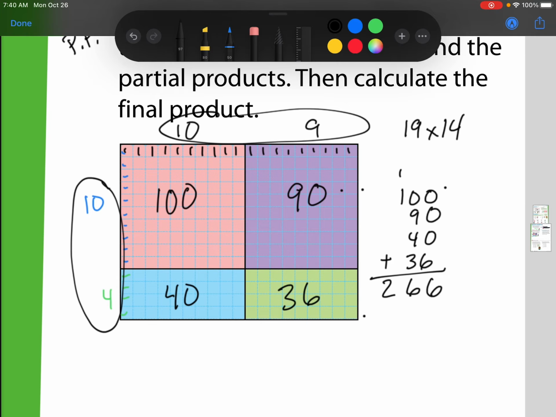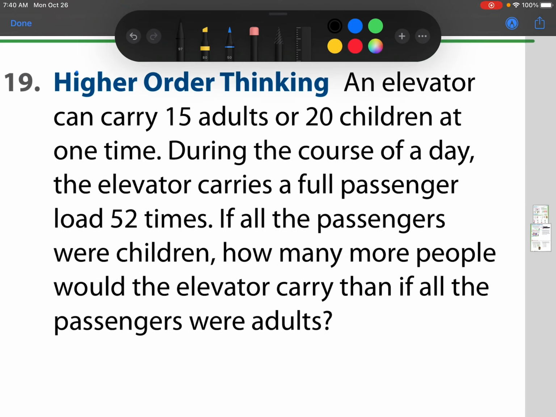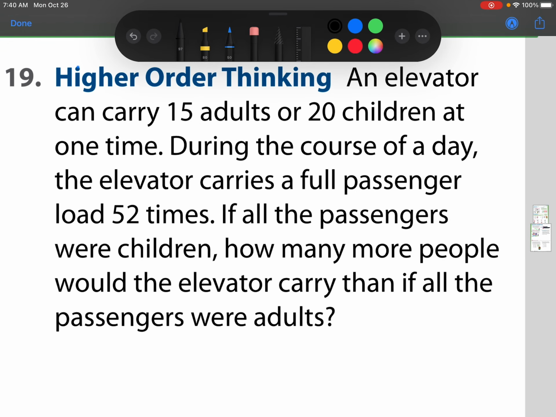Our next one, number 19. Higher order thinking. An elevator can carry 15 adults or 20 children at one time. During the course of the day, the elevator carries a full passenger load 52 times. If all the passengers were children, how many more people would the elevator carry than if all the passengers were adults? So it's basically asking us, if all of these children, unsupervised children for some reason, rode it 52 times, how many people would that be first?